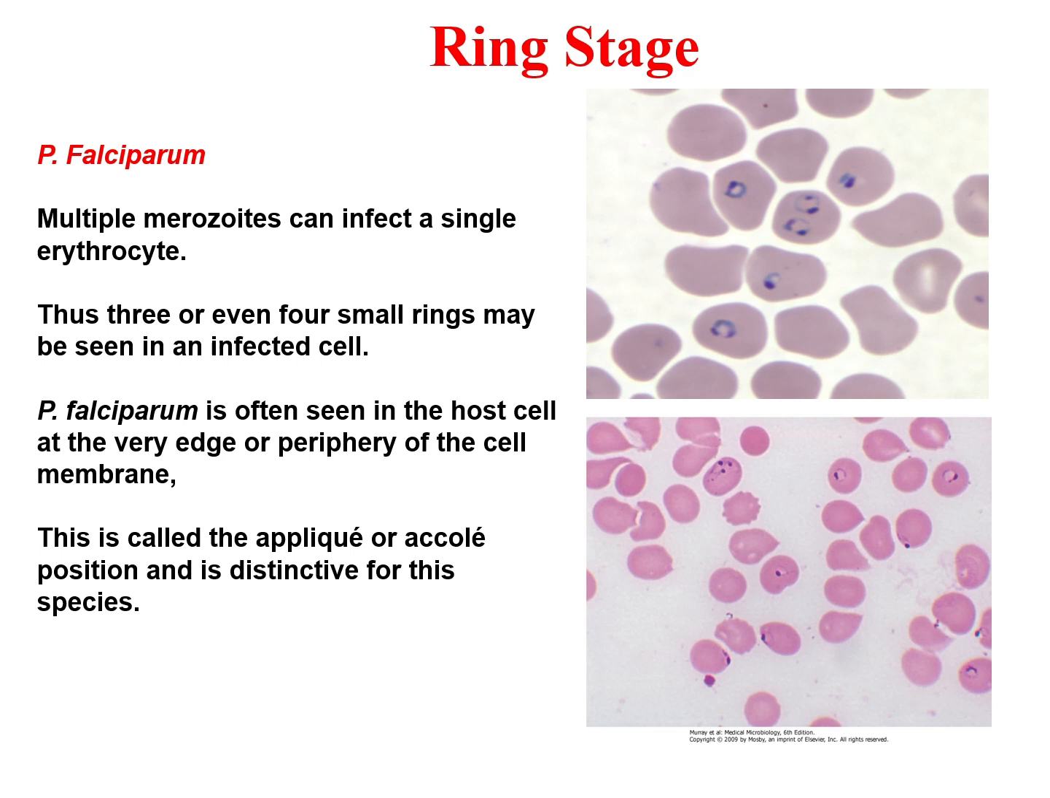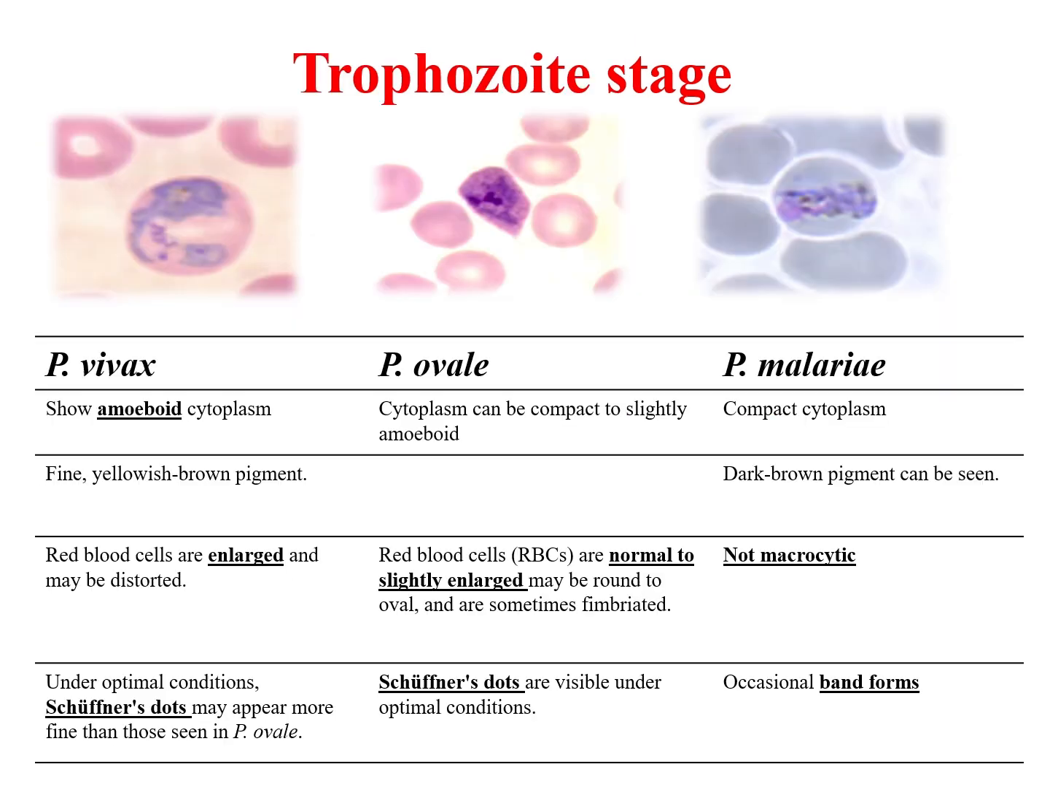Let us now talk about the second stage that happens in an infected RBC, which is the trophozoite stage. I will go again over Vivax, Ovale, and Malariae on the same slide. And in Vivax, I want to draw your attention to the fact that infected RBCs are enlarged, so they are bigger in size. Same thing happens with the Ovale. However, the enlargement of the RBC is lower than that in case of Vivax.